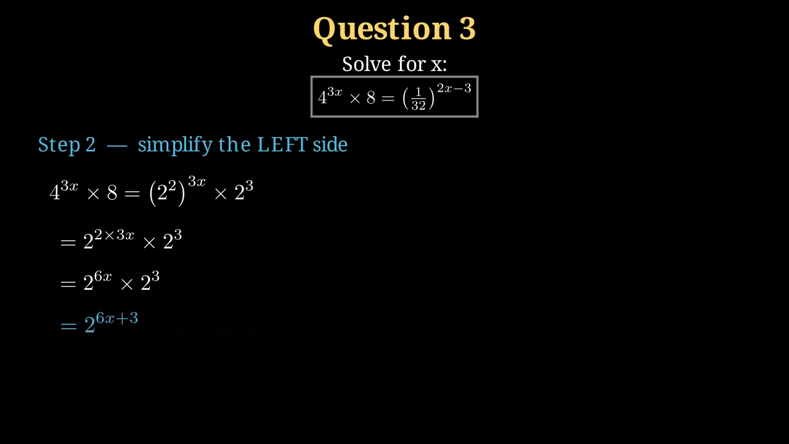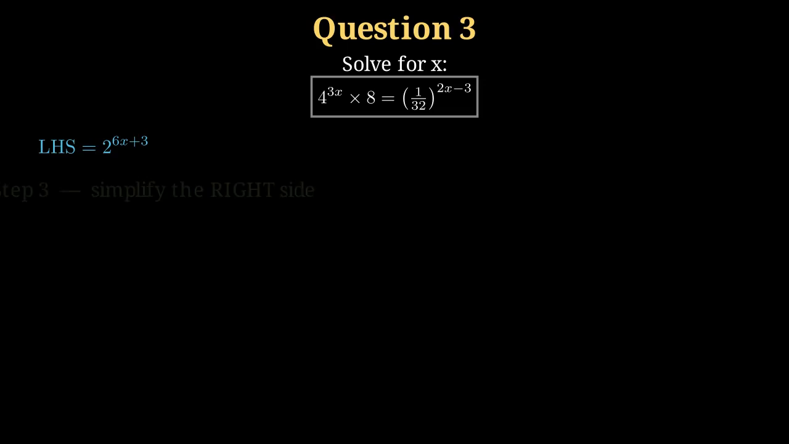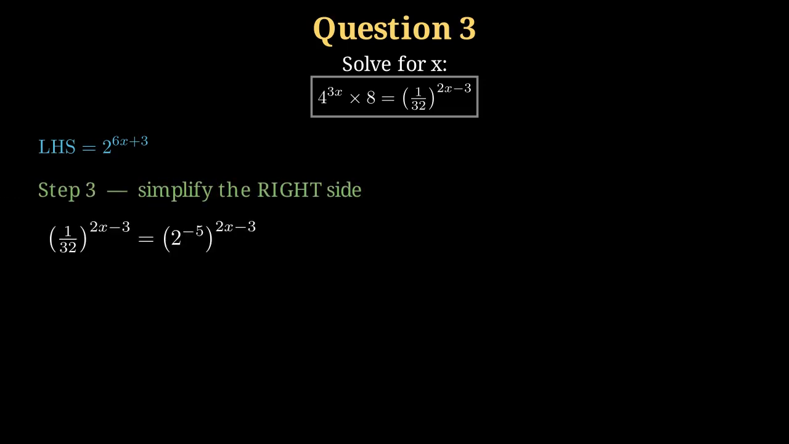Now, when we multiply powers with the same base, we add the indices. 6x plus 3. So the whole left side is 2 to the 6x plus 3. On the right, 1 over 32 is 2 to the negative 5, all raised to the 2x minus 3.